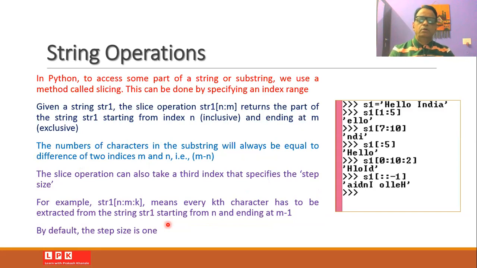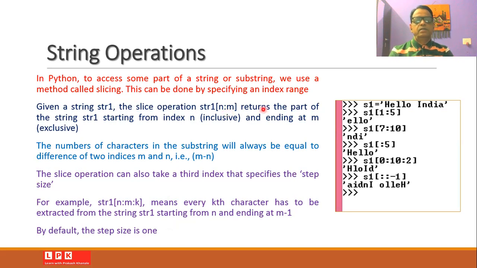In Python, we can access some part of the string, or a substring, and this is called slicing. Whenever we want to slice a given string, this can be done by using an index range. So for example, if we have been given a string string1, then we can perform the slice operation string1[n:m].